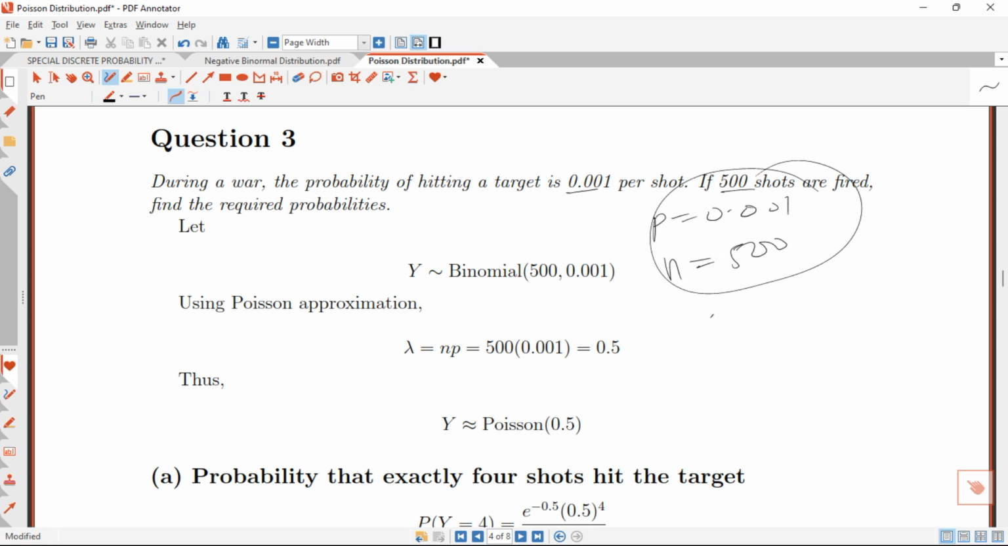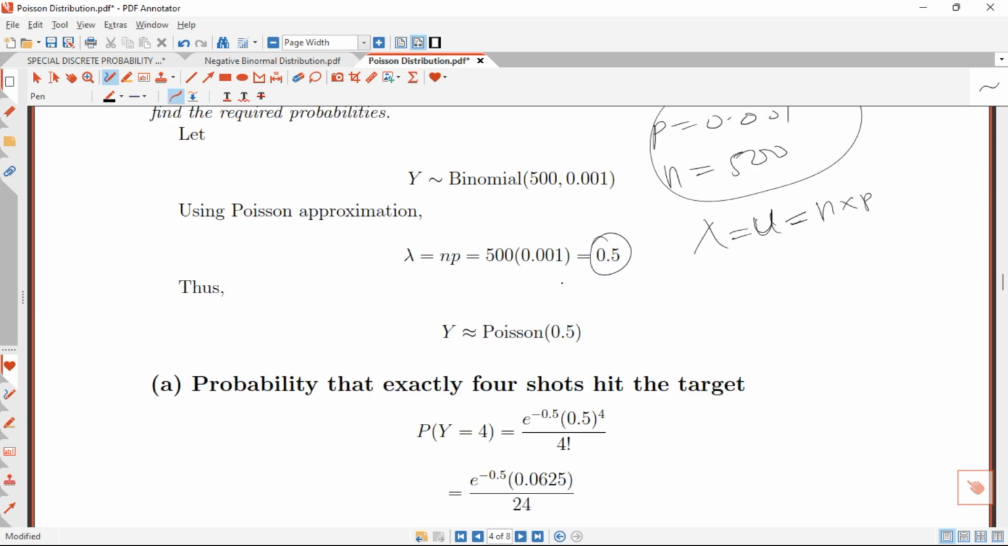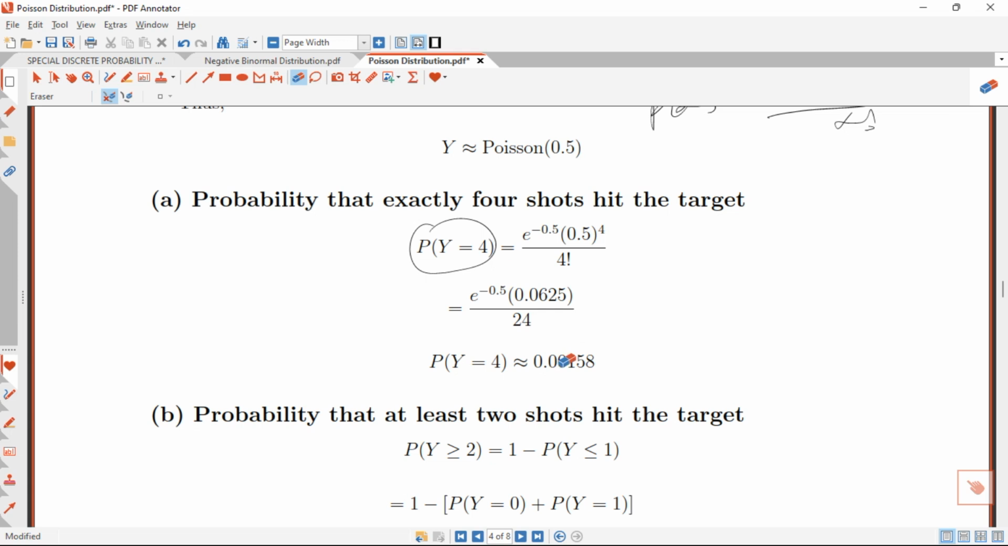Here we have to calculate our lambda, which is the mean, which is equal to the expectation, which is n times p. That gives us 0.5. So our mean here is 0.5. Once we have our mean, our probability mass function gives us 0.5 raised to the power x, e raised to the power negative 0.5, divided by x factorial. We have been asked to calculate the probability that y is equal to 4, that is exactly 4. We just substitute 4 wherever we see x, and once we do that, we get our answer to be 0.0015.